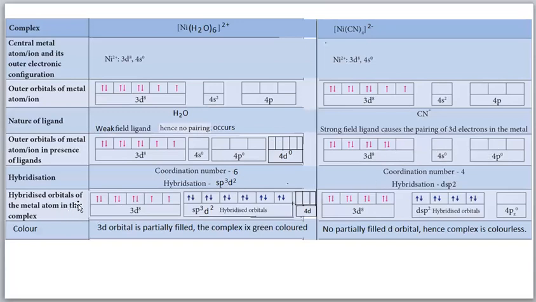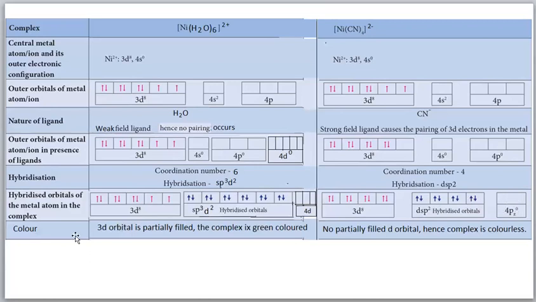Okay. Then hybridized orbitals of the metal atom in the complex. Here hybridization is, you see, this 3d8 we can write as it is. Then sp3d2 hybridization, so 5 orbitals we can write together. All are filled with 2 electrons. Then here these 4 orbitals we can write together. Hybridization is dsp2. All orbitals are paired, filled with the ligands. Then the 4pz orbital is empty.